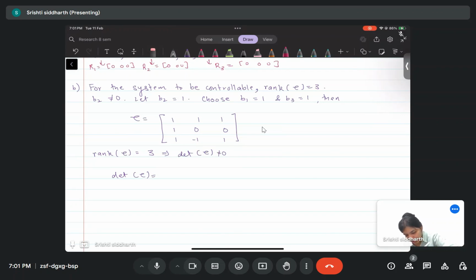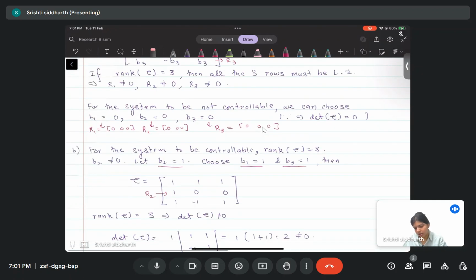expanded along R2. So 1 times 1, 1, minus 1 and 1. So therefore this choice of B1, B2, and B3 gives a system which is controllable.